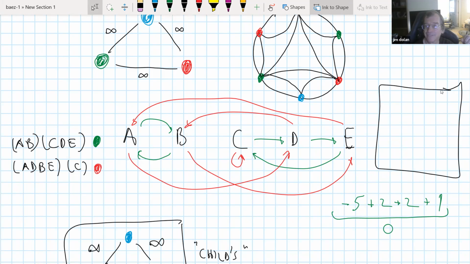Okay. So I have to draw 2 green dots. Maybe I can call this green dot F. Sorry, that was supposed to be a different color.